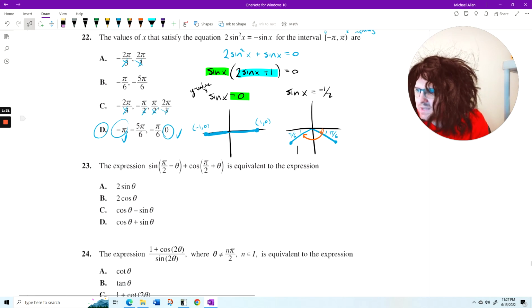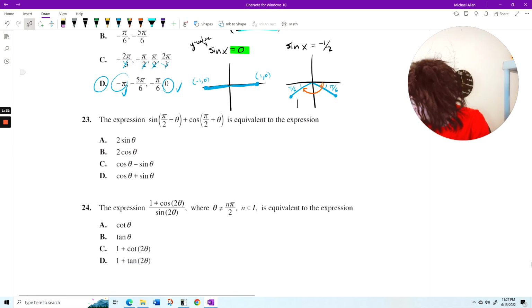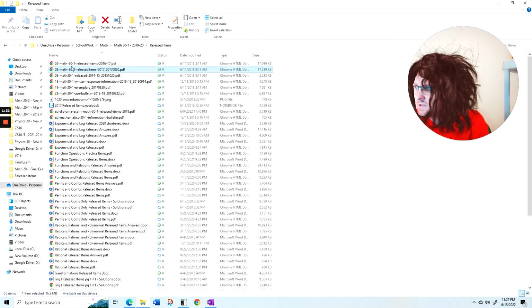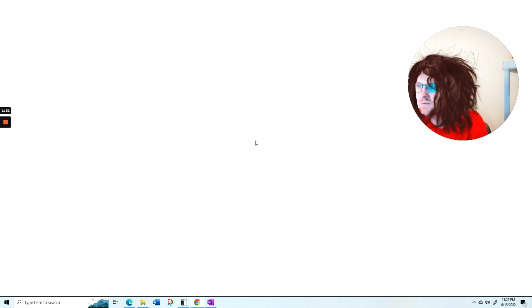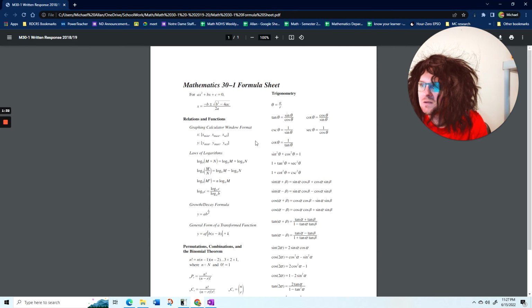Okay. Which of these is equivalent? So we've got to pull out our unit, or... Oh, I don't have that with me. My formula sheet. Let's see if I can find my formula sheet. Actually, I have no clue where that's going to be. Is that down here somewhere? Right here, math 30. That's one formula sheet. Sweet, here it is.